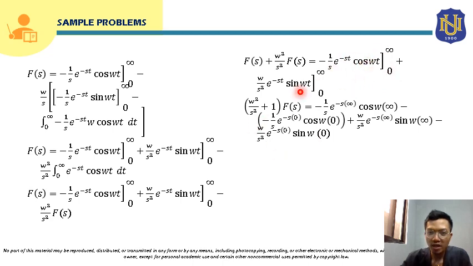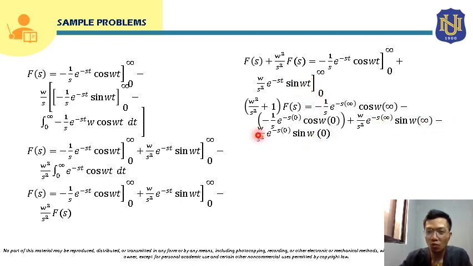So this will become negative 1 over s times e raised to negative s times 0. We substitute 0 to t here, and cosine w times 0, that is the value of t for the lower limit. So we will evaluate this, and also substitute the limits here to the variable t. So this will be plus infinity, we substitute to t. So this will become infinity here, and for this it will become infinity as well.